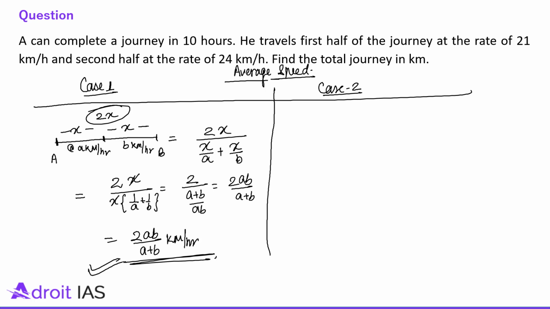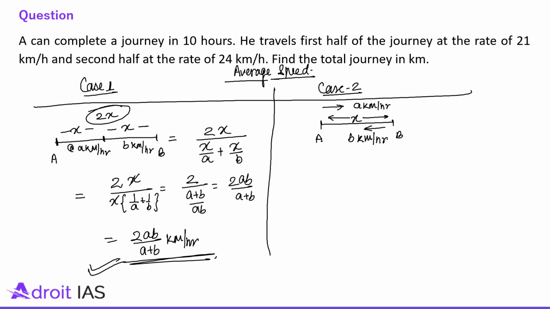Okay, fine. Now case 2 is like this. There are two points A and B, and let's assume the distance between them is x kilometers. A man is going from A to B with the speed of a kilometer per hour and comes back with the speed of b kilometer per hour, right? And we need to find the average speed during the entire journey.